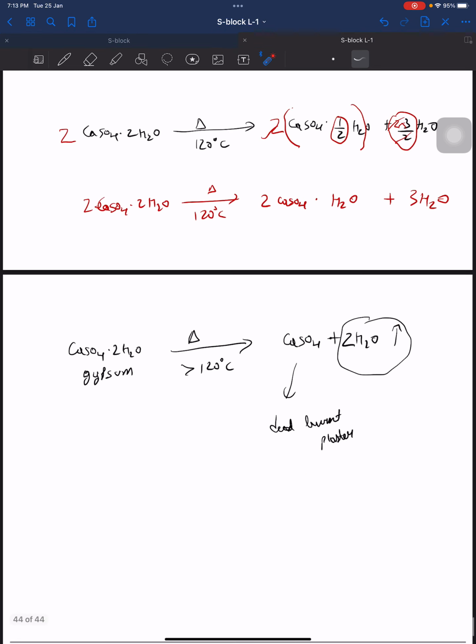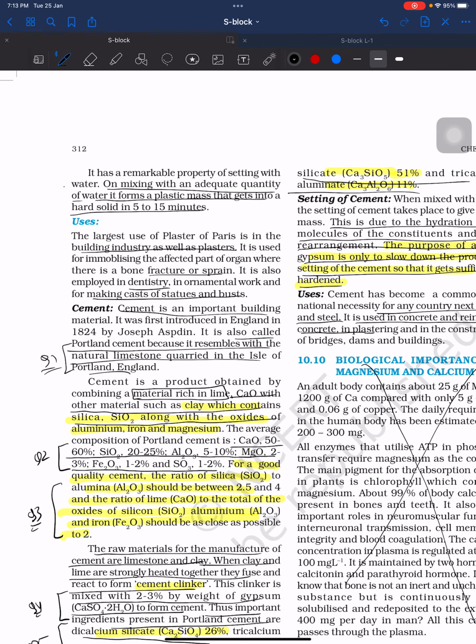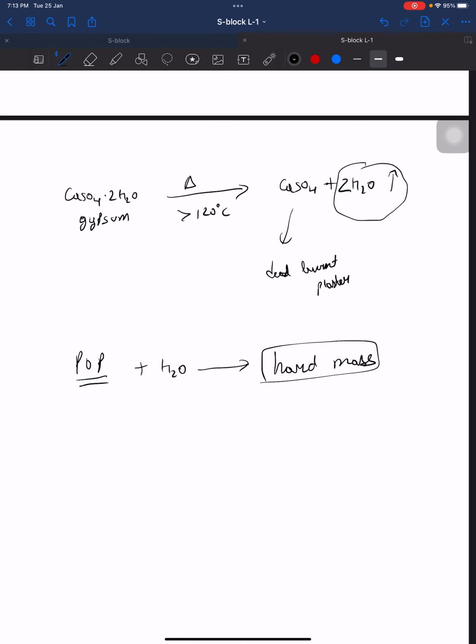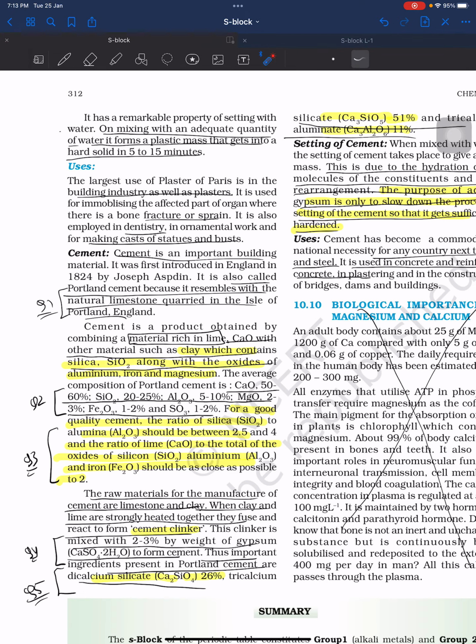So the property of plaster of Paris is that when water is added to it, it forms a hard mass, right? So this is the property basically. Okay, and the usage: since it forms a hard mass, it can be used as a protective cover for something, like for example, if your leg or hand gets fractured, if any body part gets fractured, then we cover it with plaster of Paris, right? And it is also used to make masks.